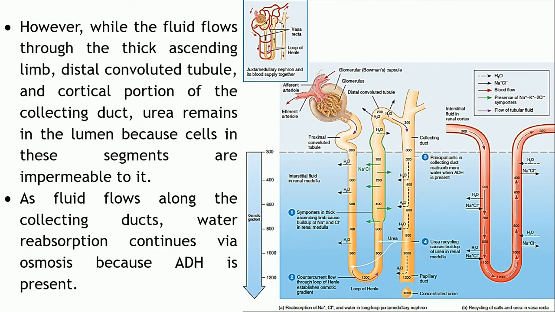Okay, so as the fluid is flowing now, urea has returned back to the tubular fluids. So now as the fluid is traveling, are these areas reabsorbing the urea? In any of these regions we have discussed, is it permeable to urea? No. The thick ascending limb of the loop of Henle and the distal convoluted tubules are impermeable to urea. So urea will remain in the tubular fluid.